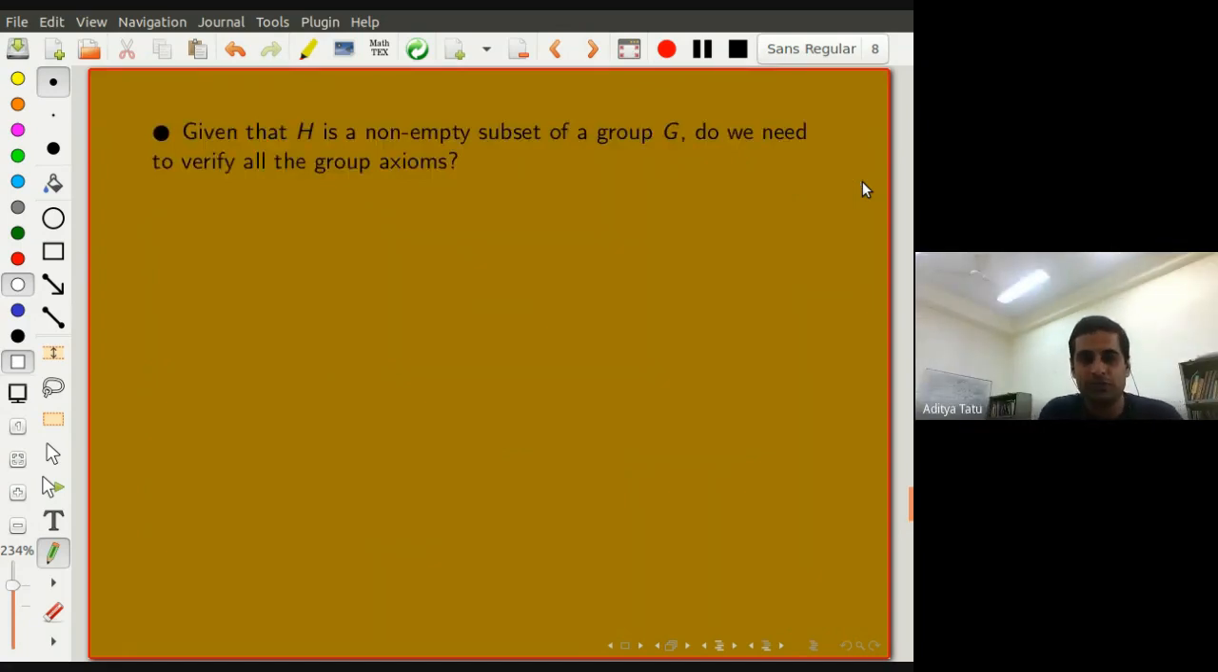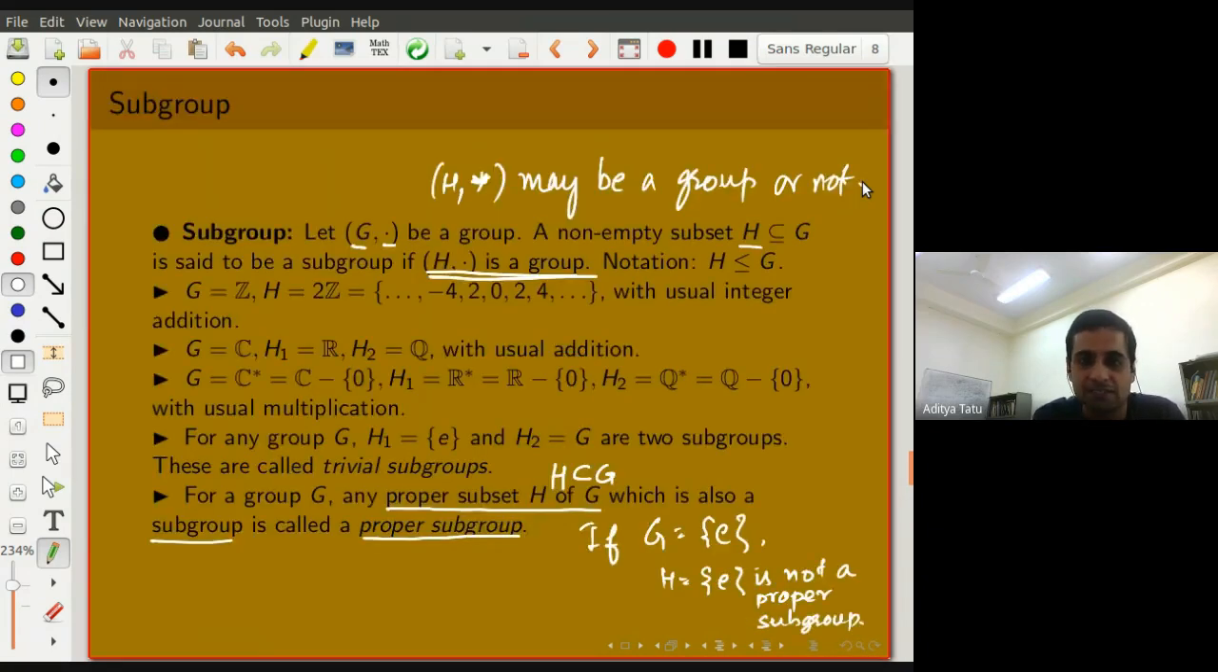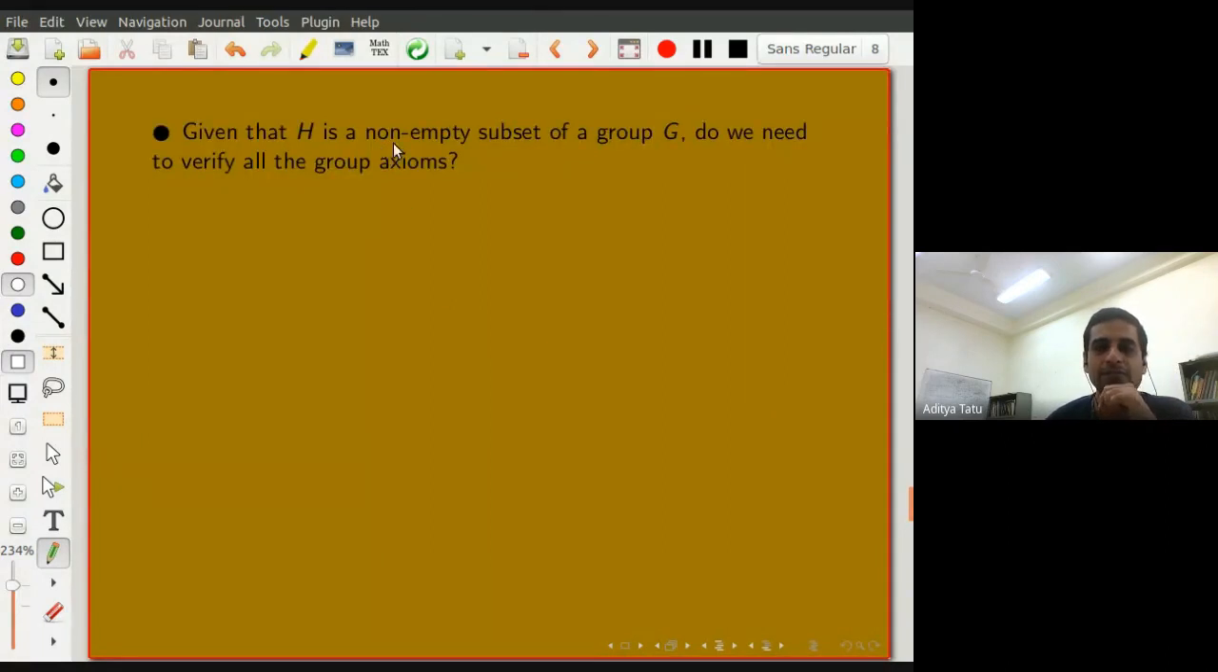Okay. Now, quick question. Let's say I give you a group G and I give you a non-empty subset. That is another thing I hope I have written in the definition. Remember, for a subgroup to be valid, I need to take a non-empty subset. That is again important. The null set is of course a subset of G, but it cannot be a subgroup. So if I'm given a non-empty subset of a group G, the question is, do we need to verify all the four group axioms?